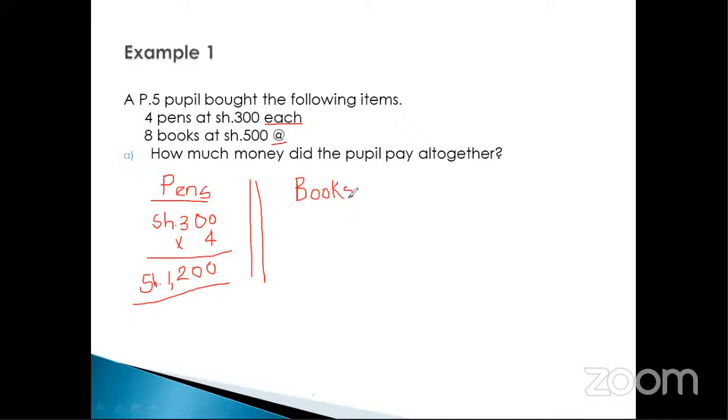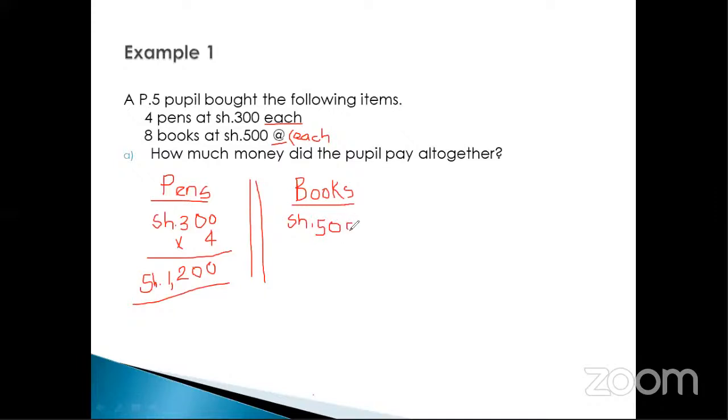Good. So when you write books here, you are now going to say, look at this thing I've underlined. At is the same as each. This word here is the same as each. It still refers to one book. So in this case, under books, they are saying 1 book is 500. So for us to get the cost of 8 books, we are supposed to multiply 500 by 8.